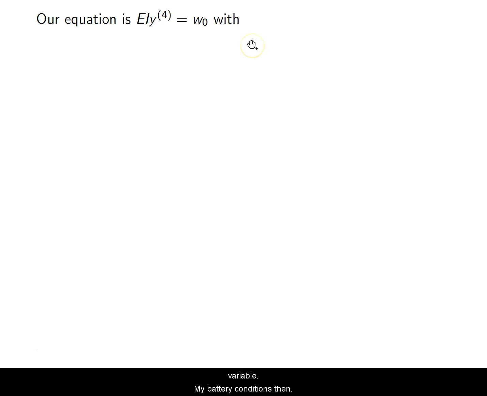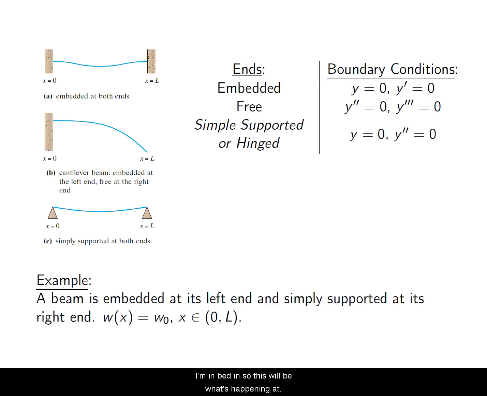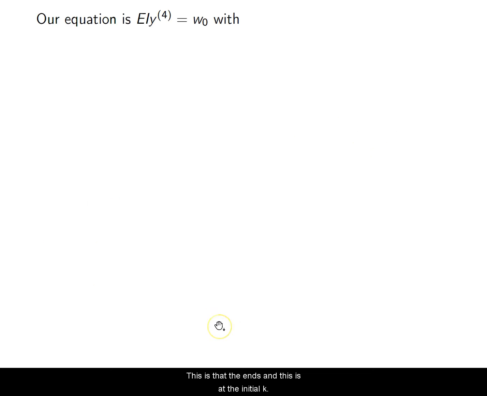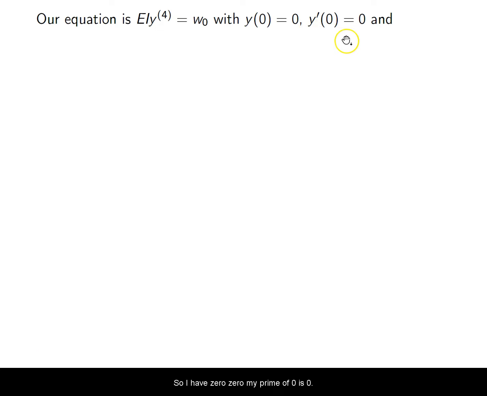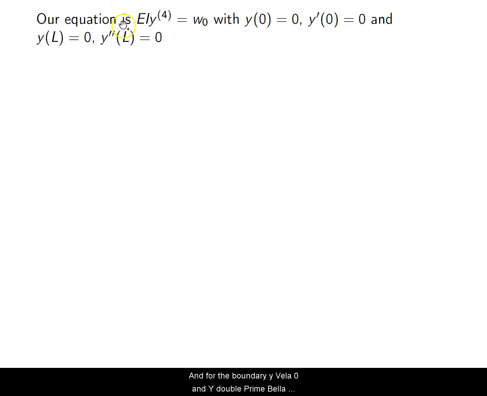My boundary conditions then: again, I'm embedded, so this is what's happening at x equals 0, and then I'm simply supported, so this is what it looks like at my other boundary. So Y of 0 is 0, Y prime of 0 is 0, Y of L is 0, and Y double prime of L is 0, because that is what my boundaries are telling me to do.